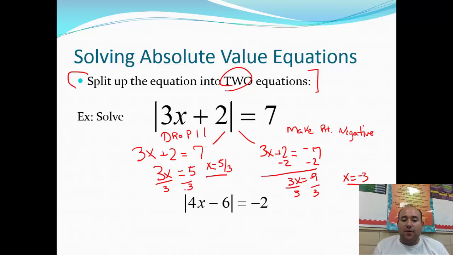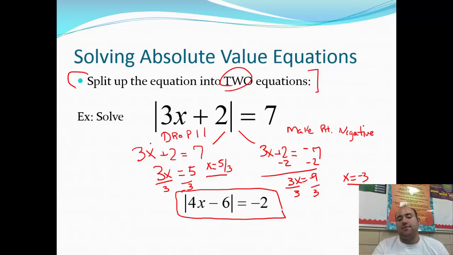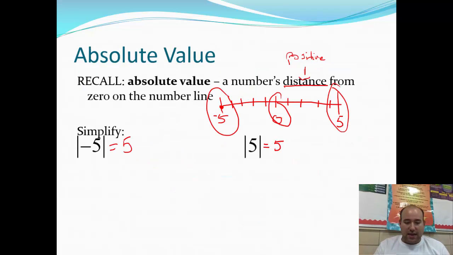Now take a look at the second equation down here. The absolute value of 4x minus 6 equals negative 2. Think about what we did in the last slide. I'm going to go back and look at it again. Think about these two questions. Think about that equation.